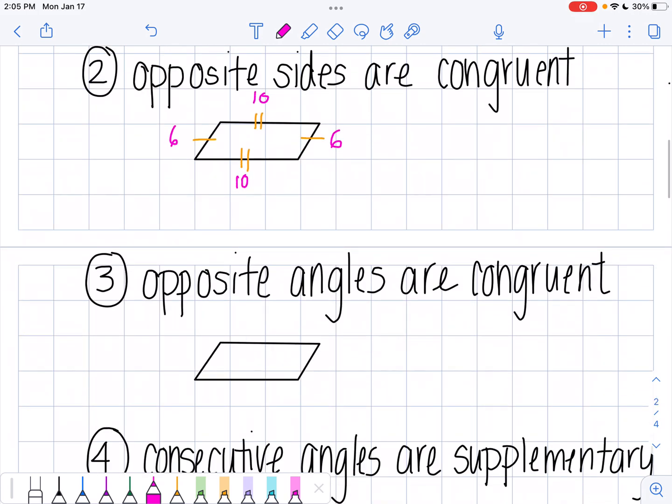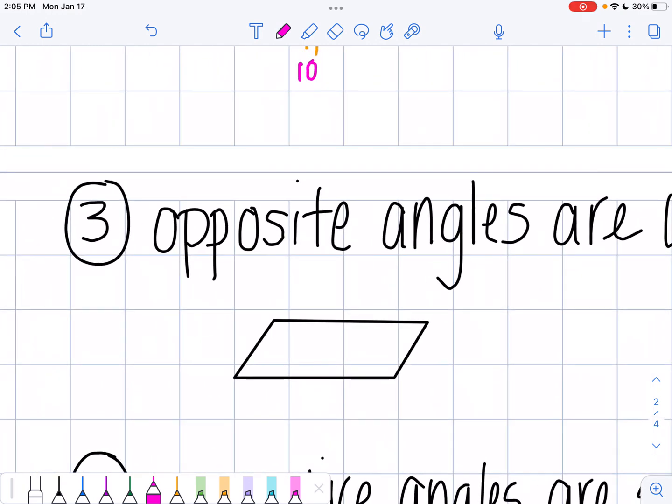The next one says that opposite angles are congruent. By opposite angles, we're talking about these two angles that are across from each other and these two angles that are across from each other. They are going to be congruent, and congruent means equal. So for example, if this angle was 100, this angle is also 100, and that means this angle would be 80, and then this angle would be 80.